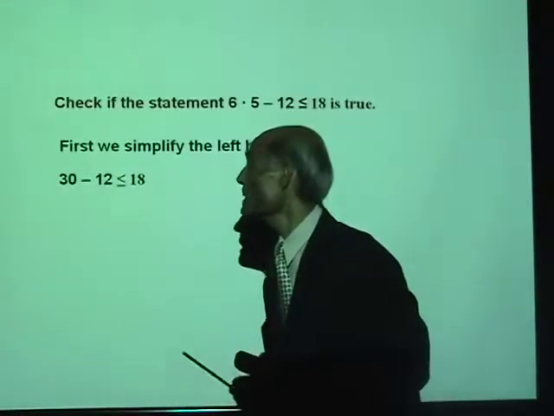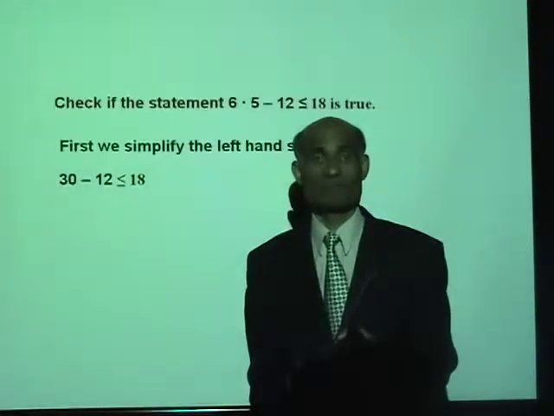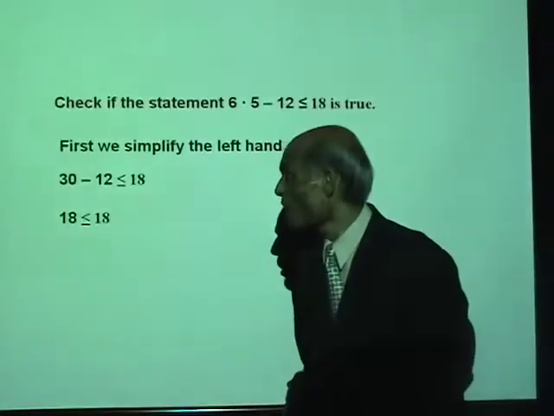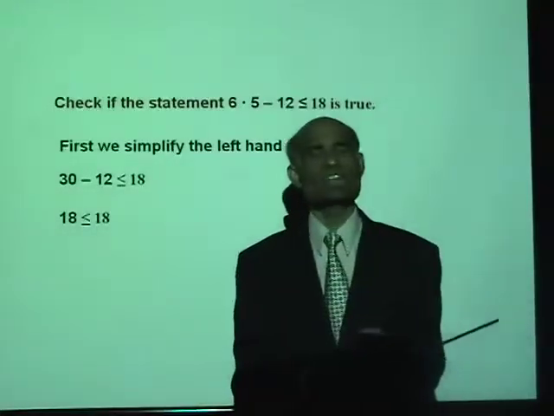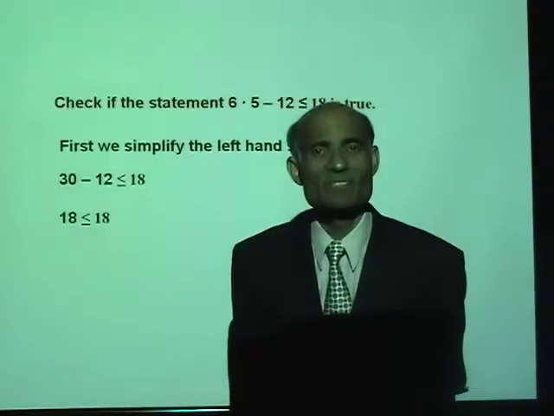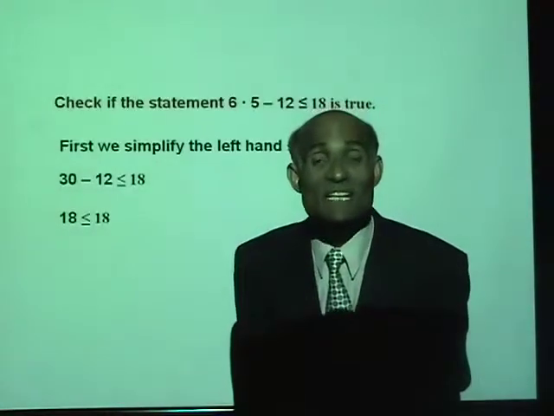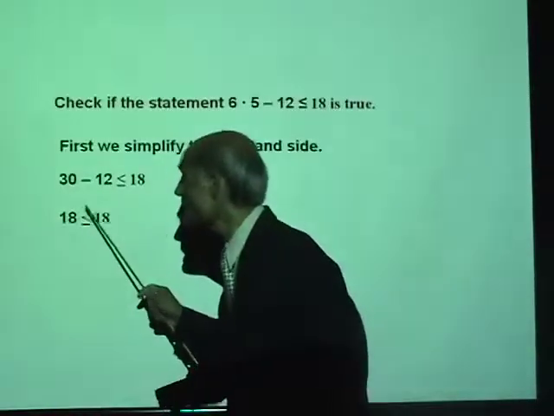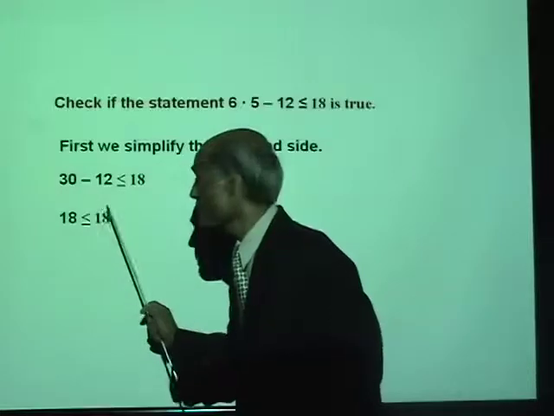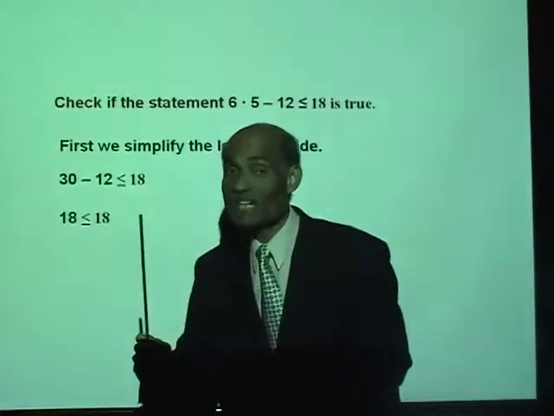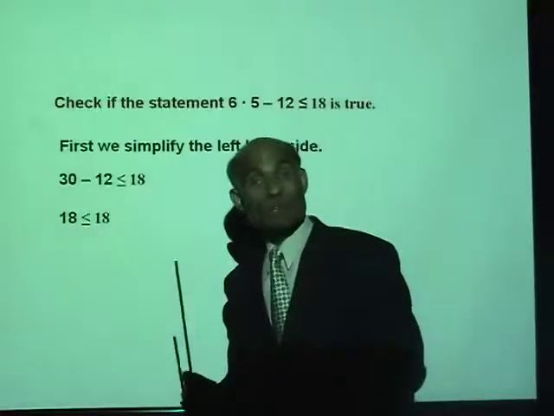30 minus 12 is less than or equal to 18. What is 30 minus 12? It's 18. 18 less than or equal to 18. Is that a true statement? Yes, it is. Why is it true? Because 18 equals 18. Now, what does the symbol say? It says 18 is less than or equal to.